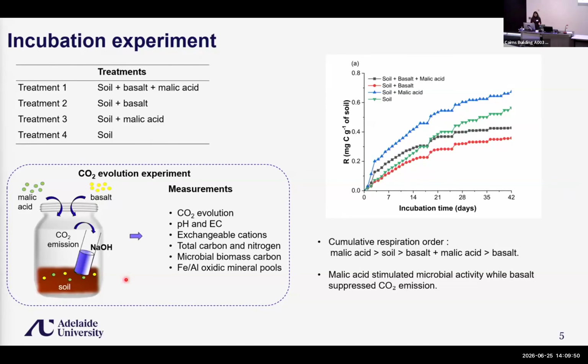So after I finished my experiment, I observed that the highest cumulative respiration was observed in the treatments where I only added malic acid, and the lowest cumulative respiration was observed in the samples where I added only basalt. Interestingly, I found that when I added basalt together with malic acid, it actually reduced the cumulative carbon dioxide emission compared to the malic acid only treatment. So it indicates that when I added basalt, it suppressed carbon dioxide evolution to some extent.